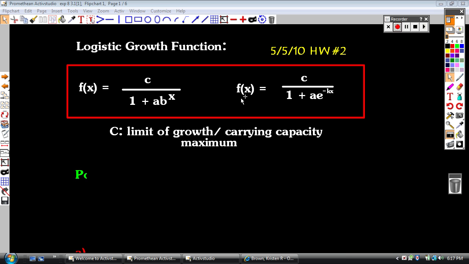These two equations here are models for logistic growth. It's just like exponential growth. However, there's a maximum capacity. There's a maximum amount that the population hits. That's this number C. It's a very important concept. This is called the limit of growth, the carrying capacity, or the maximum capacity.